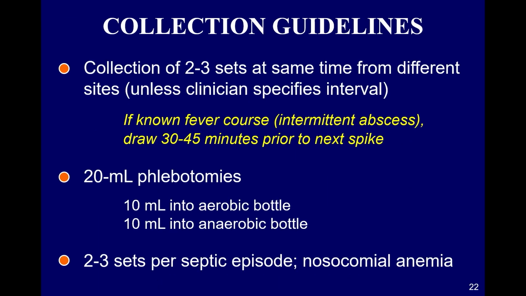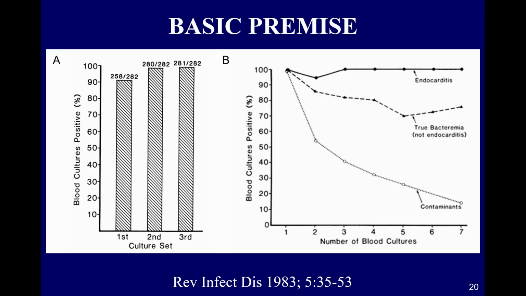So I just pretty much said everything there. Guys get 20 mils. You guys still do aerobic and anaerobic bottles, correct? So dump about 10 mils of blood into the aerobic bottle, 10 mils into the anaerobic bottle. Recommending 2 to 3 sets per 24 hours. Doing any more increases the chances of inducing a nosocomial anemia by sucking too much blood out of these individuals. And even if you suck all that extra blood out, it's not going to increase your yield of positive blood cultures because we saw 2 slides ago, 2 to 3 sets ought to get you close to 100%.